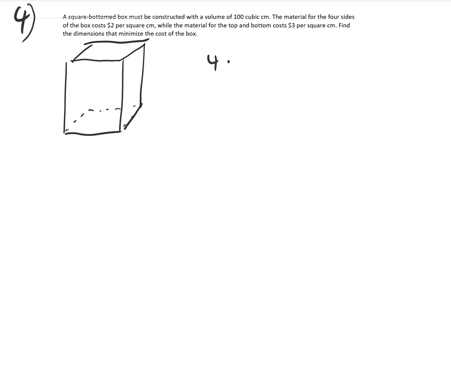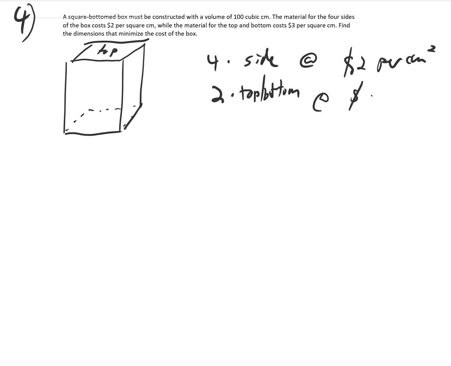Okay, so we have 4 times side at $2 per square centimeter. While the material for the top and bottom costs $3 per centimeter. So we have 2 times the top, bottom, here's the top, at $3 per centimeter cubed. Find the dimensions that minimize the cost of the box.